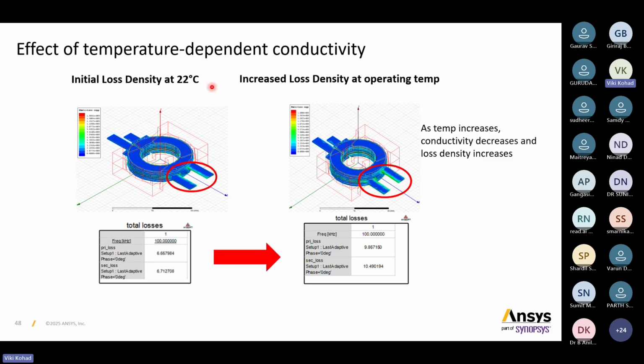And this is the temperature dependent conductivity part. Initially we calculate the initial loss density at a particular room temperature, around 22 degrees Celsius, and at the operating temperature the loss density is increased, but the frequency is the same, that you can see here. The same frequency is there, 100 kilohertz, but as the temperature increases your conductivity decreases and your loss density also increases. If your conductivity decreases, then the loss density increases. This all depends on the temperature, so that's why you have to simulate the temperature part after the electromagnetic section.